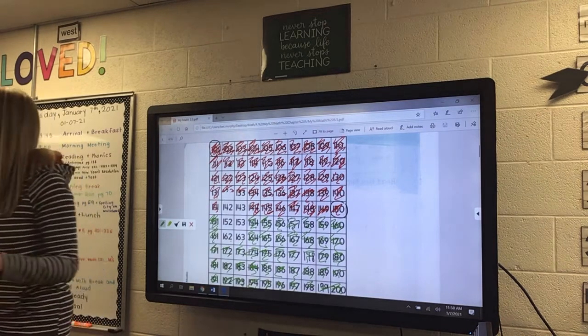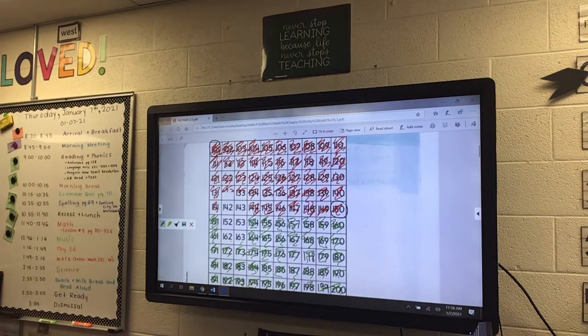All right, when you're done with the next set of numbers from 151 to 200, you may flip your paper over to the next page, which is page 322.